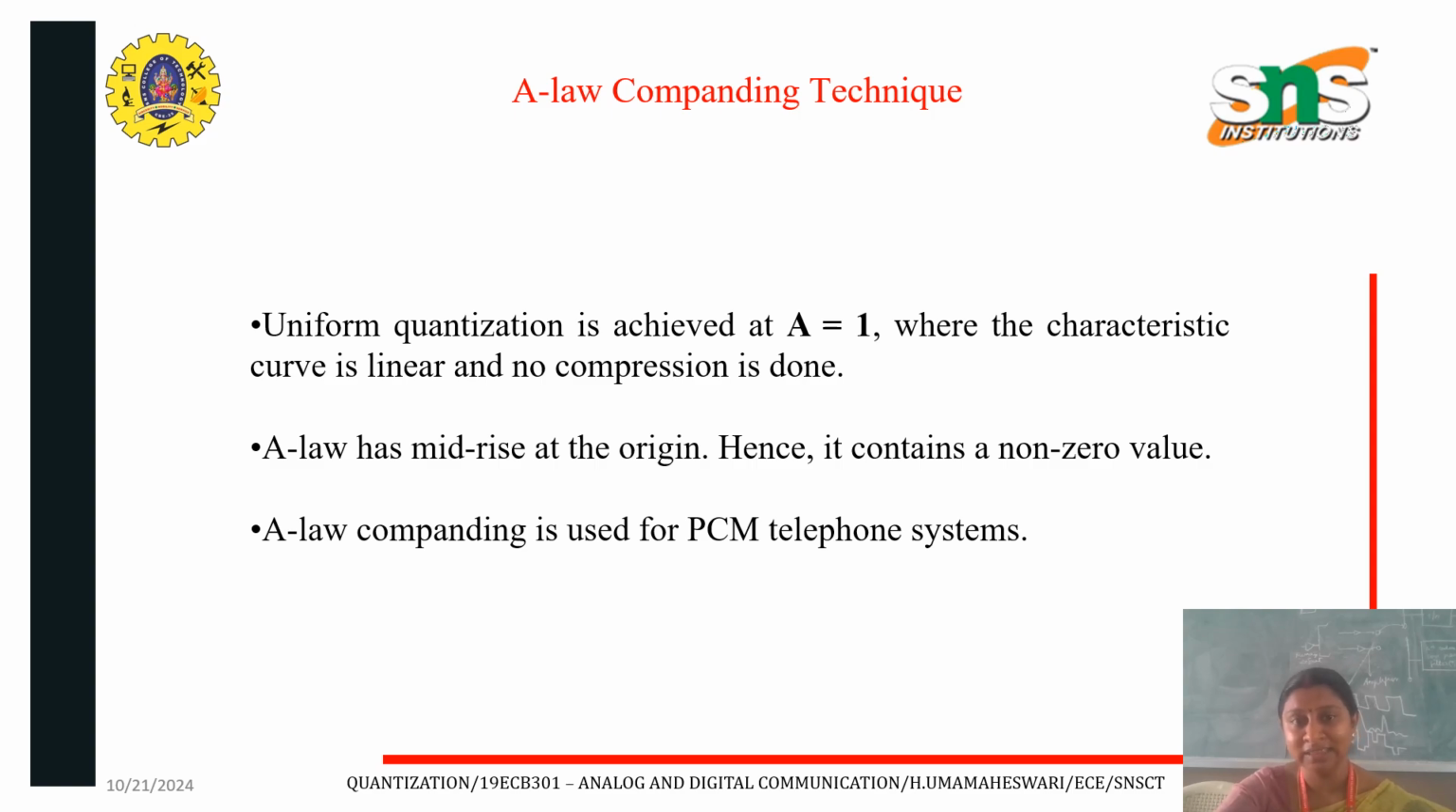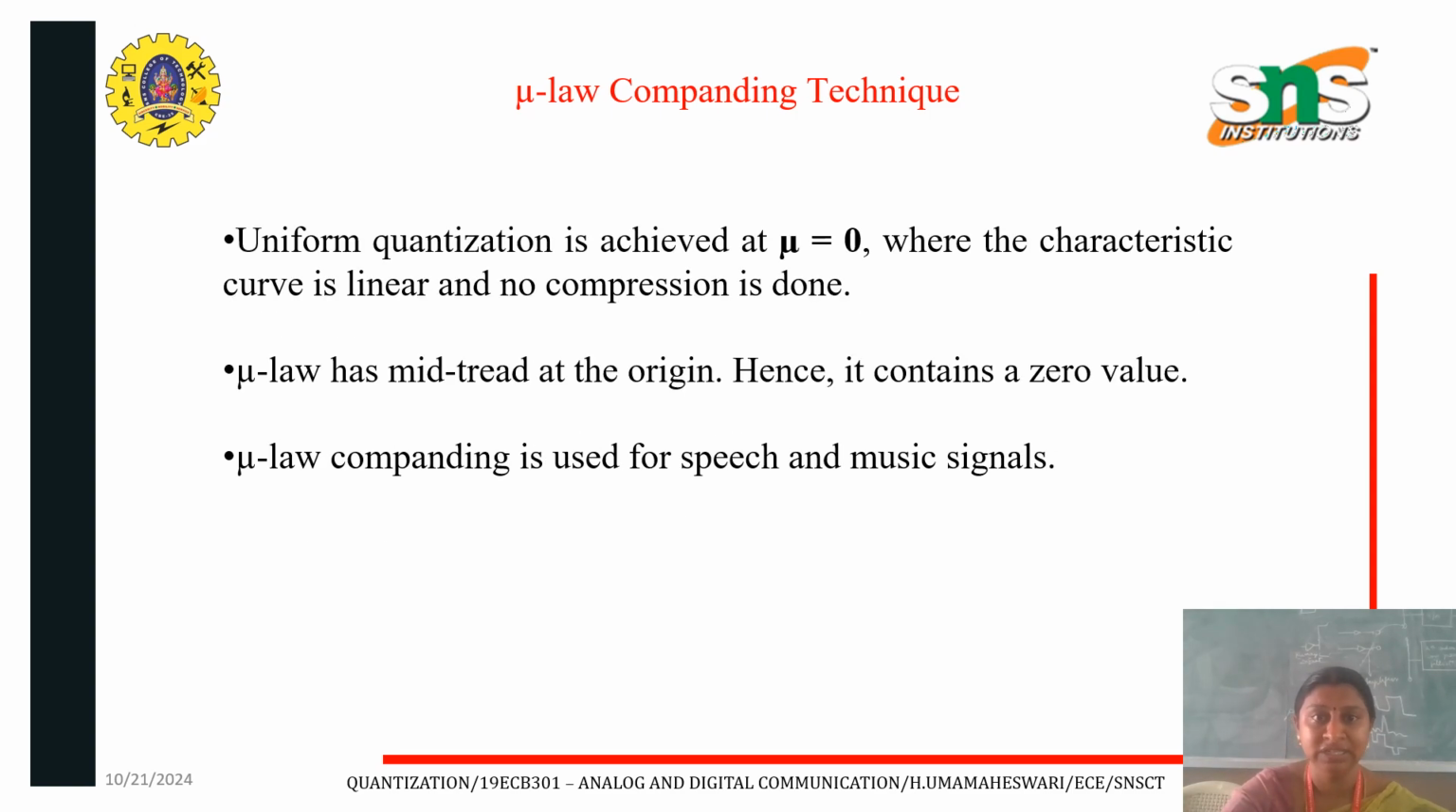A-law companding is where uniform quantization is achieved at A equal to 1, where the characteristic curve is linear and no compression is done. A-law has a mid-rise at the origin, hence it contains a non-zero value. A-law companding was used for pulse code modulation of telephone systems.